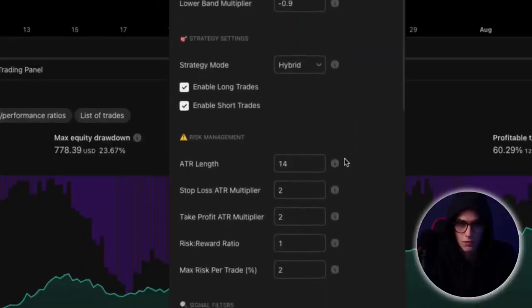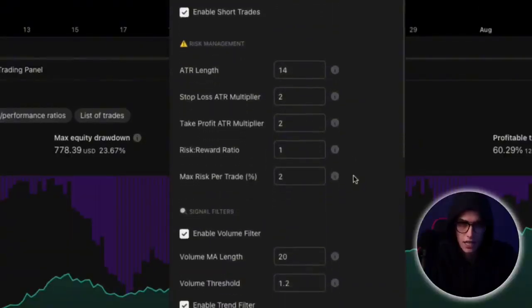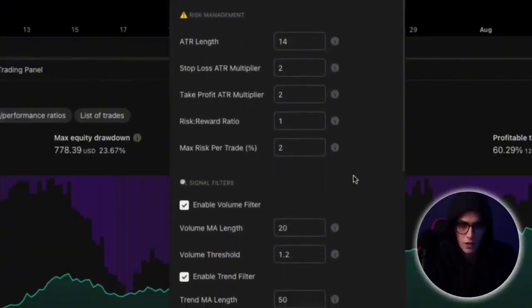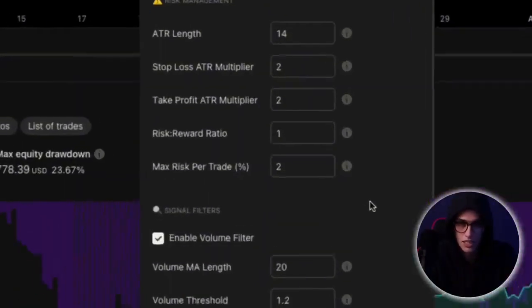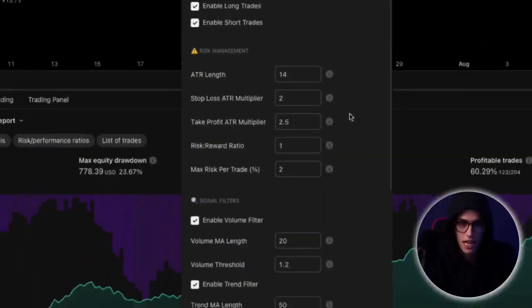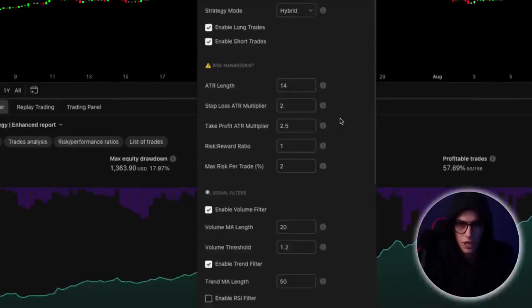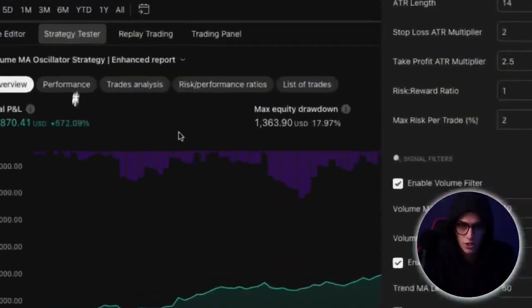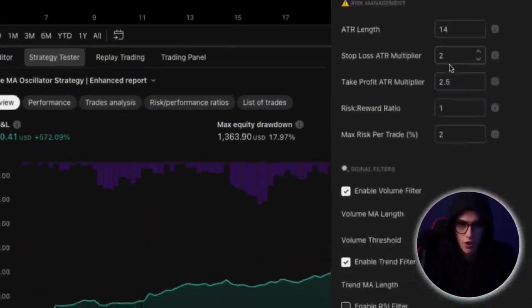For risk management, I kept most of the default settings, ATR-based stop loss and take profit, with a 1.1 risk-to-reward ratio. But just out of curiosity, I decided to test one tweak, increasing the TP-ATR multiplier from 2 to 2.5. That's basically asking the strategy to let winning trades run a bit longer before taking profit. The result? A significant jump in overall profit.